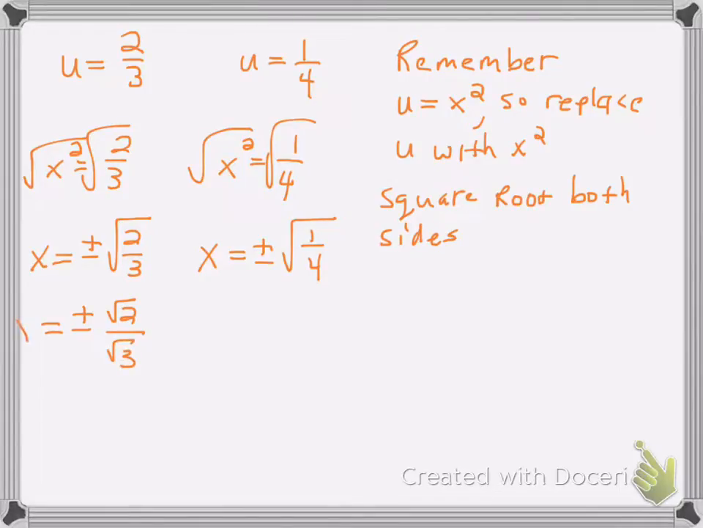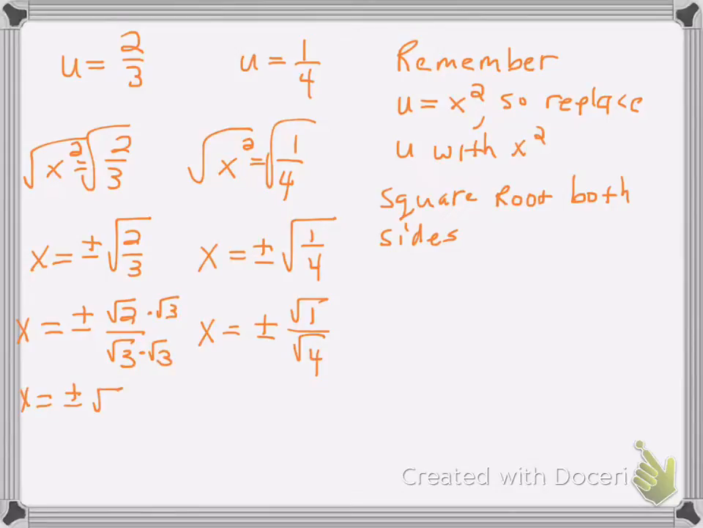So square root top and bottom individually becomes square root of 2 over square root of 3. For the other one, square root of 1 over square root of 4. Now, over here I'm not going to leave this as the square root of 2 over square root of 3. I'm going to rationalize. I've got a square root on the bottom, the square root of 3. To rationalize, multiply by square root of 3 on top and bottom.